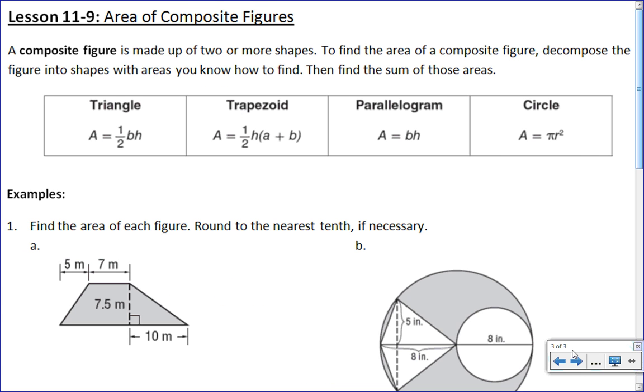Okay. Lesson 11.9 is area of composite figures. A composite figure is made up of two or more shapes. To find the area of a composite figure, decompose the figure into shapes with areas you know how to find. Then find the sum of those areas.